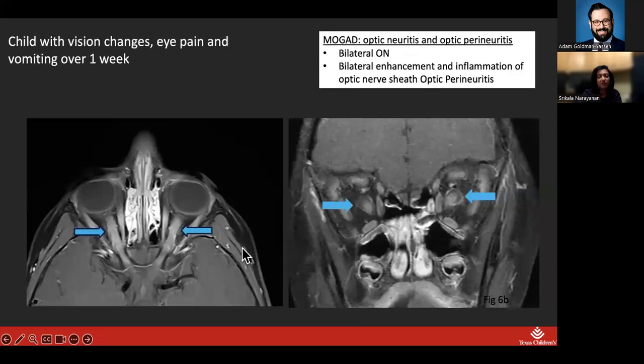Okay. And here's another kid with vision changes, eye pain and vomiting for over a week. And here we see again a bilateral longitudinally extensive optic neuritis. And you can see how the optic nerve sheath is enhancing. You can see this thin rim of enhancement surrounding the optic nerve, outside the subarachnoid space of the optic nerve sheath. So it's called a donut sign. And you see that more commonly in MOG when compared to the other two. So that's something to take back.